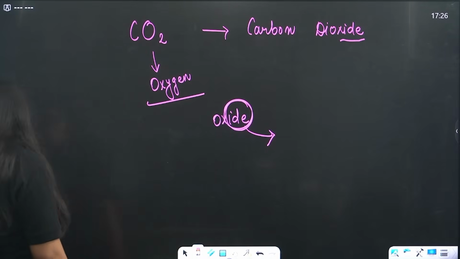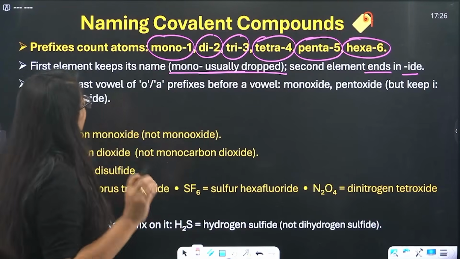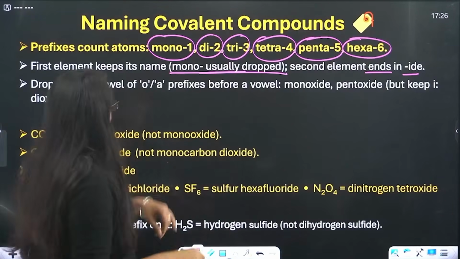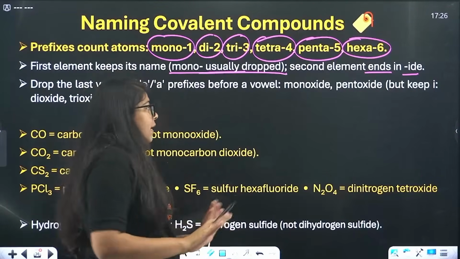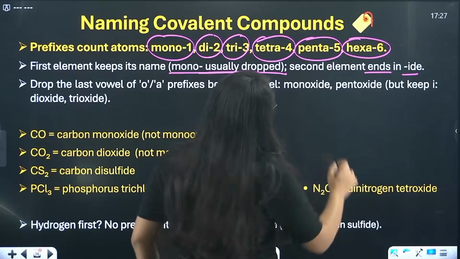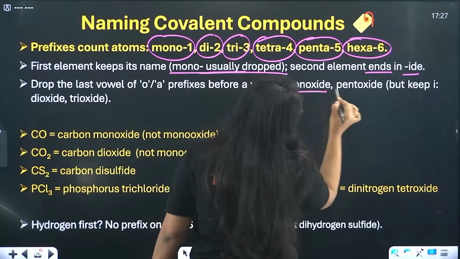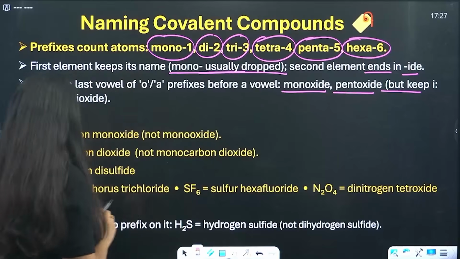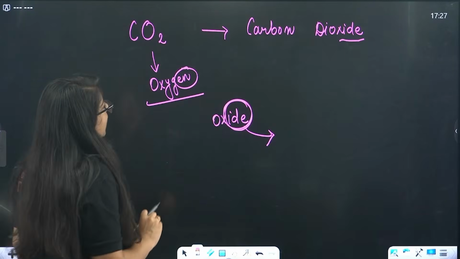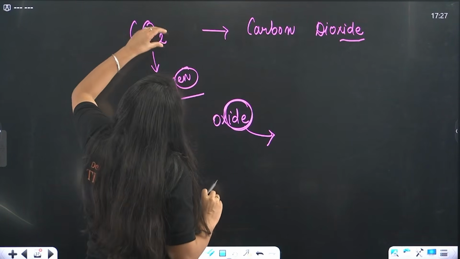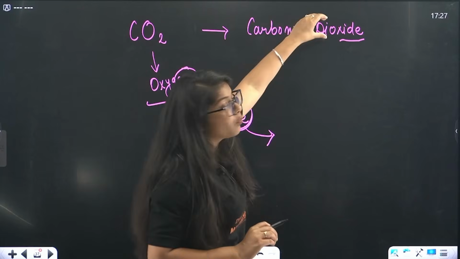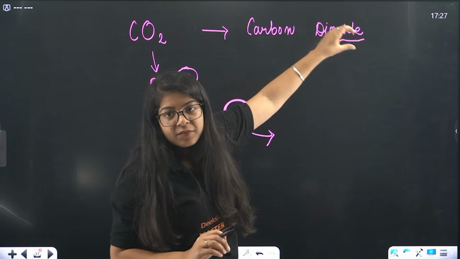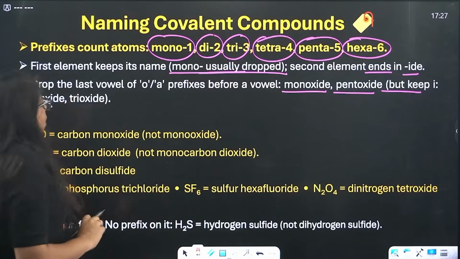Now the third thing is drop the last vowel, O and A. Whatever the last vowel is, O and A, that is dropped. Prefixes before a vowel. Don't worry about it. So monoxide, pentoxide, but keep the I: dioxide, trioxide. What do we mean by that? See beta, here 2 atoms of oxygen are there. So we wrote what? Di, right? We write dioxide.